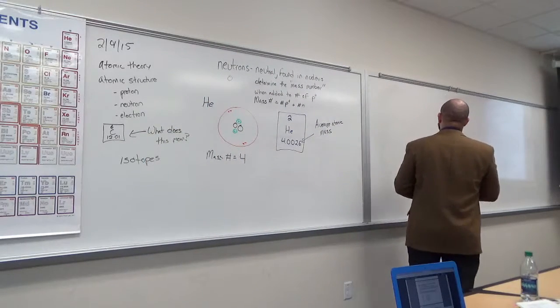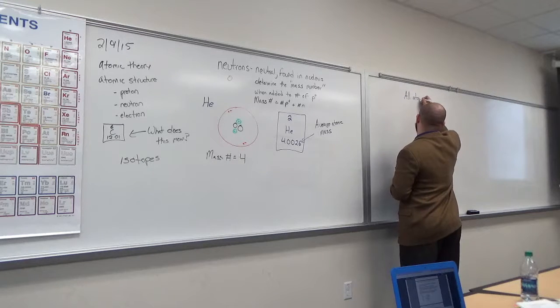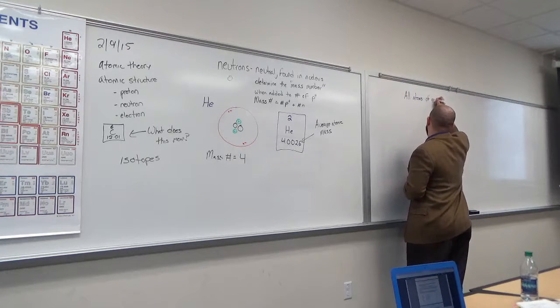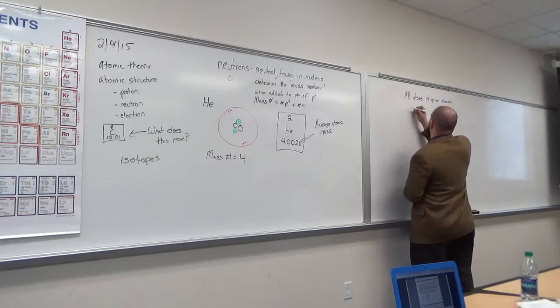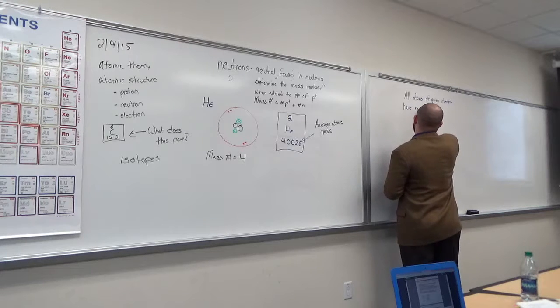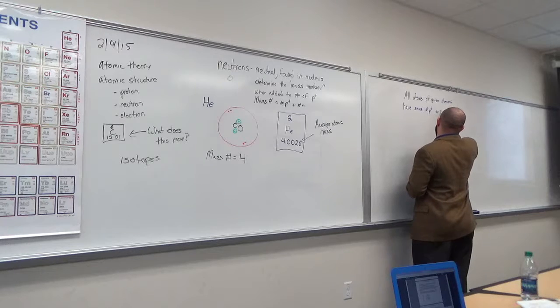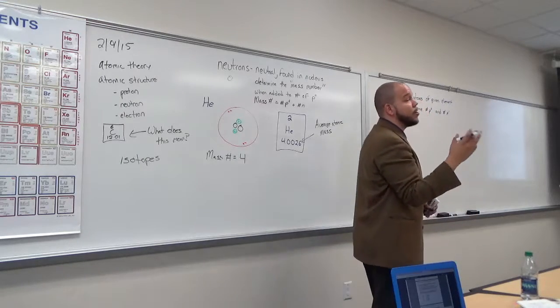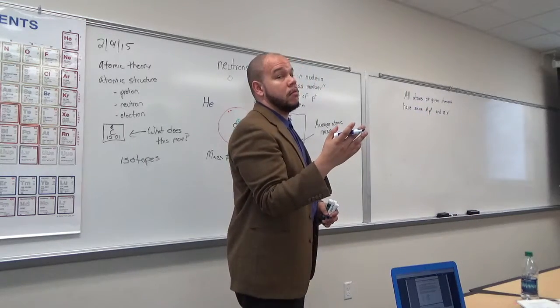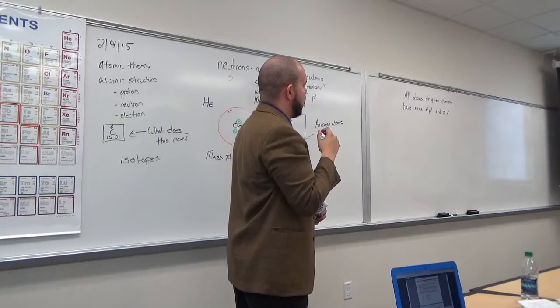So essentially what was determined was that all atoms of a given element have the same number of protons and number of electrons. What else must I say here? To make this statement valid, I must say one more thing. Neutrons.